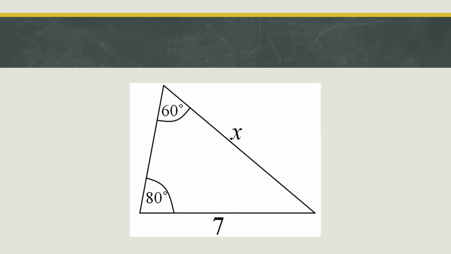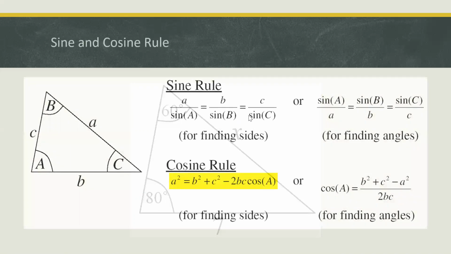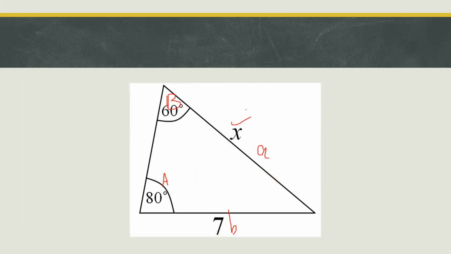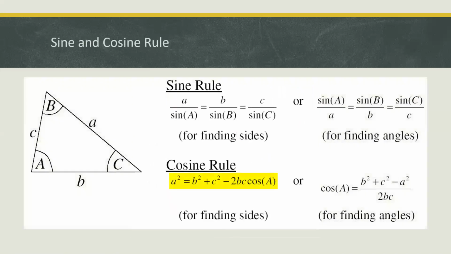To find x, I'm going to use the sine rule here, and I can easily put the values in. So sine of 60 upon 7 is equal to the sine of 80 upon x. Through cross multiplication, I can find out my value of x, and this is the manner in which I can apply the sine rule.